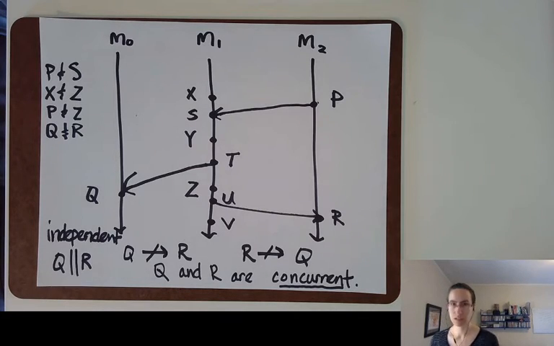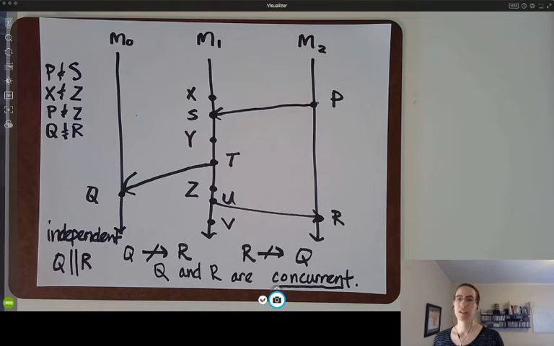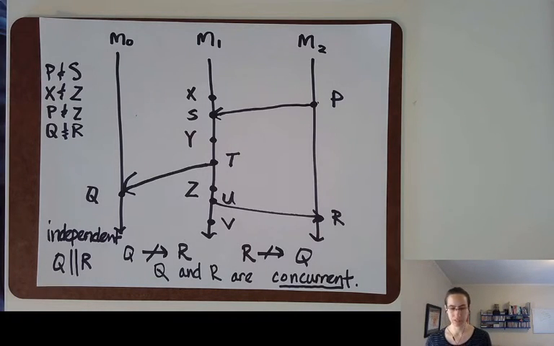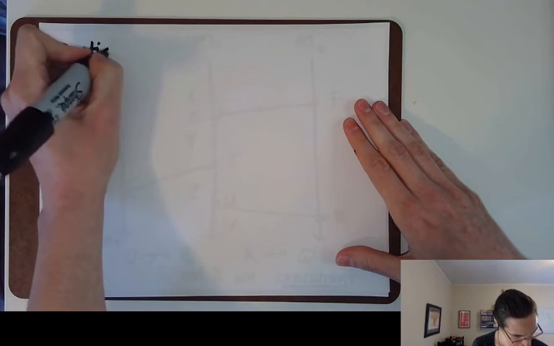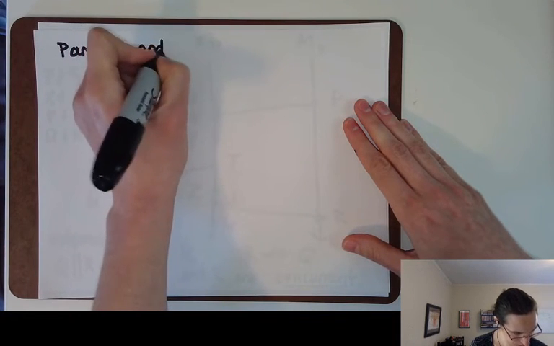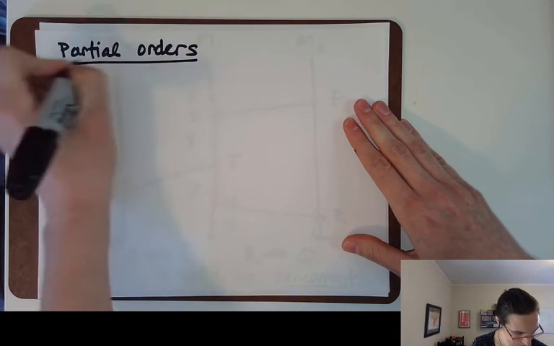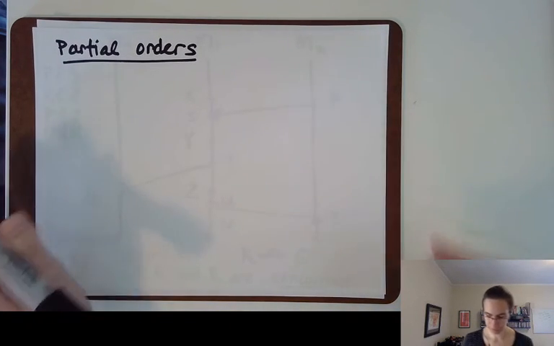Okay. So we have about 15 minutes left. I want to talk a little bit about partial orders. So this relation that we've been talking about, this happens before relation, is a particular kind of relation. It's called a partial order. It's actually a special kind of partial order, but we'll get more into that later.